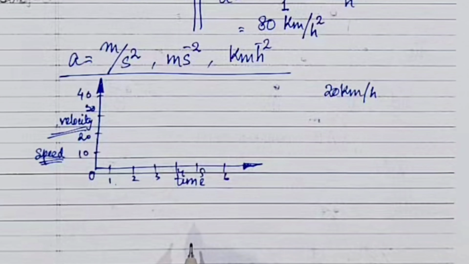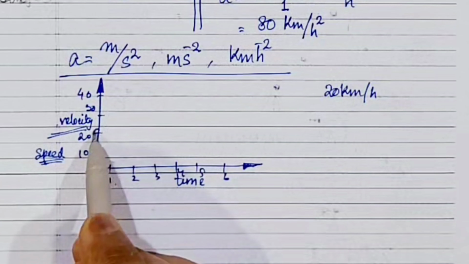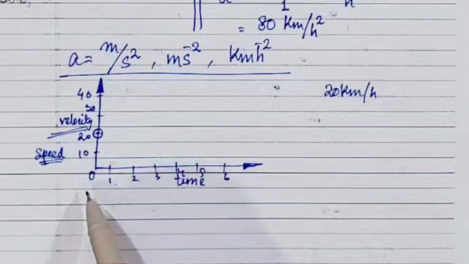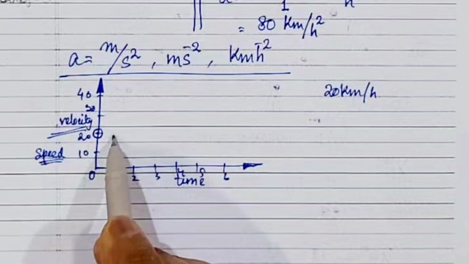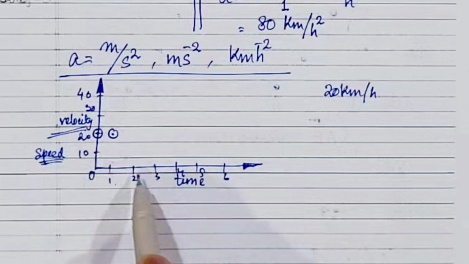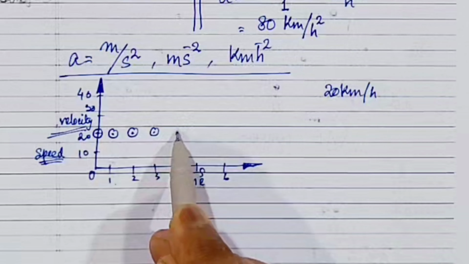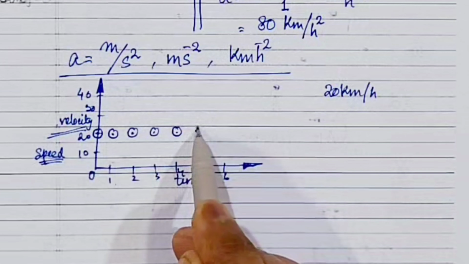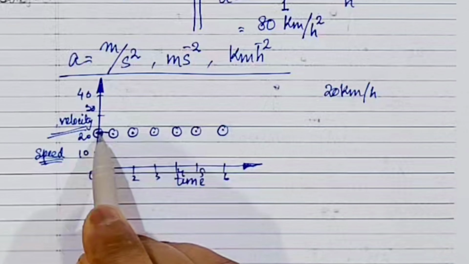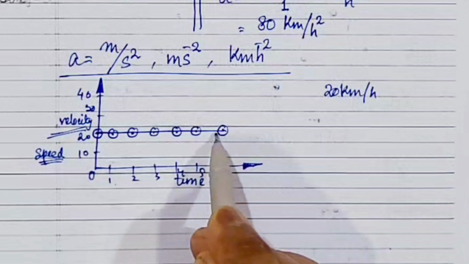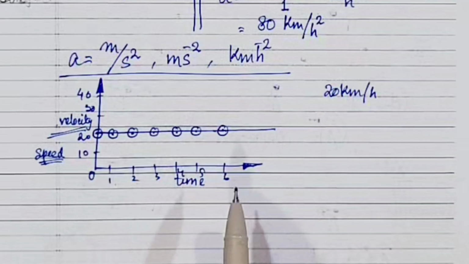This is the 0 point, or the origin. 20 kilometers per hour means this is the point. So at the initial beginning of the journey, it is 20 kilometers per hour. After 1 hour, it is still 20 kilometers per hour. After 2 hours, it is still 20 kilometers per hour, and so on. So at any given point of time, the speed is 20 kilometers per hour. If you connect all those points, this gives you a straight line parallel to the time axis, because this velocity or speed is not changing.